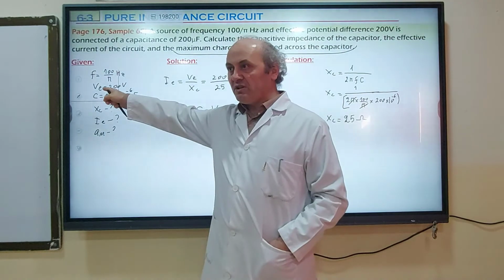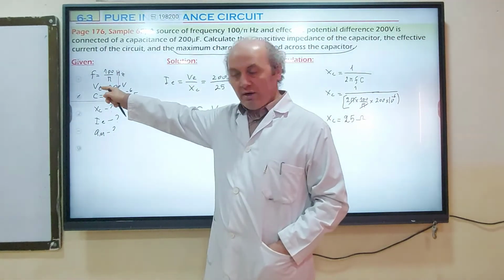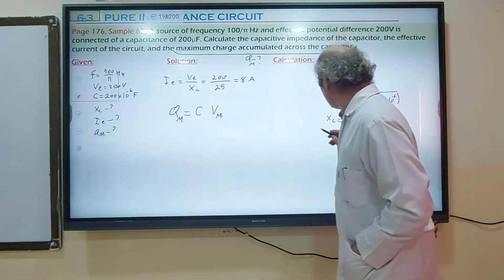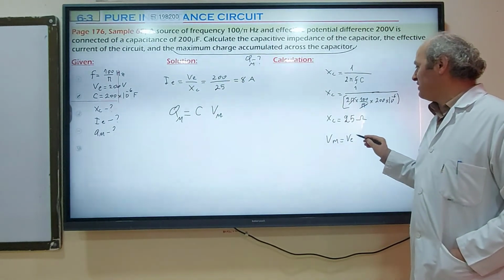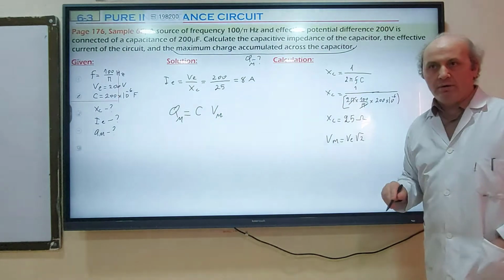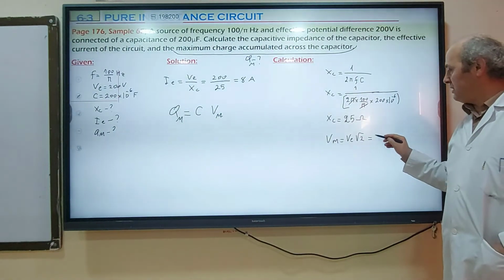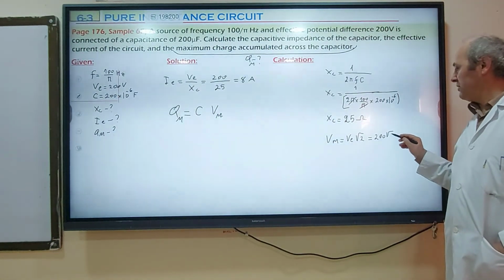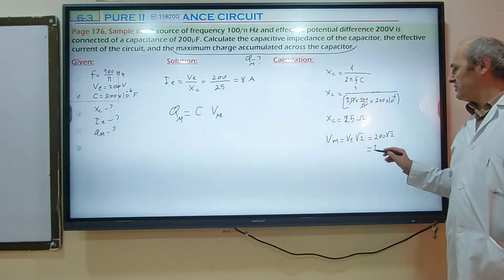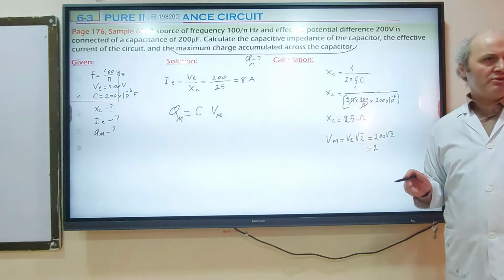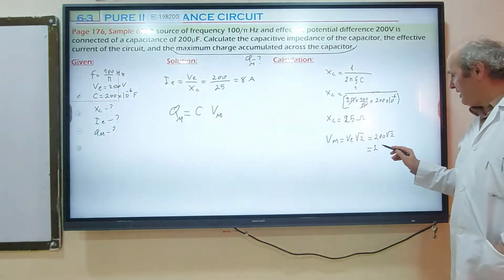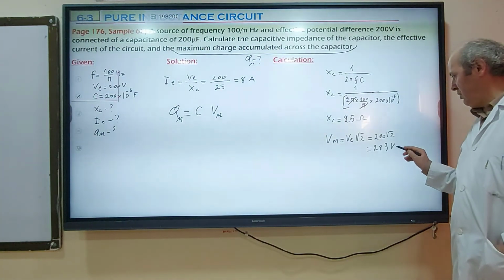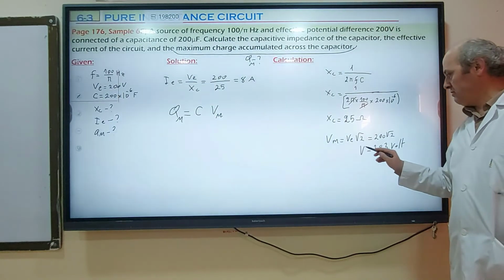So the effective potential difference is 200. Because I have to calculate the maximum potential difference, the maximum potential difference is the effective potential difference multiplied by root of 2. So it is 200 multiplied by root of 2. It becomes 283 volt, the maximum potential difference.